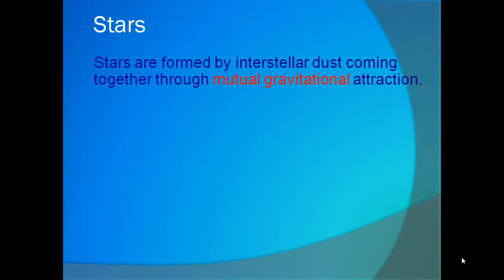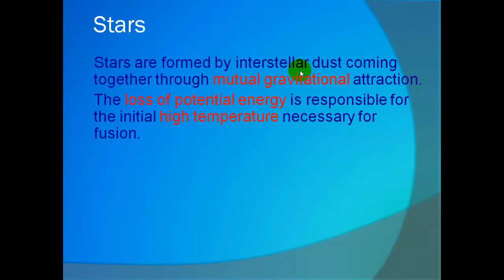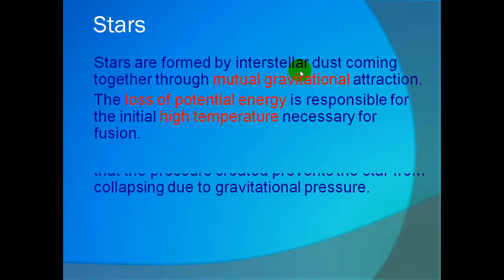Now, how do stars start to fuse? Basically, we start off with an interstellar dust cloud, which starts to come together by its mutual gravitational attraction. As it comes together, the loss in potential energy is turned into kinetic energy as the particles speed up. And since temperature is a measure of the average kinetic energy, we lose potential energy, we gain kinetic energy. In other words, you increase the temperature. Eventually, the temperature is high enough for fusion to start.